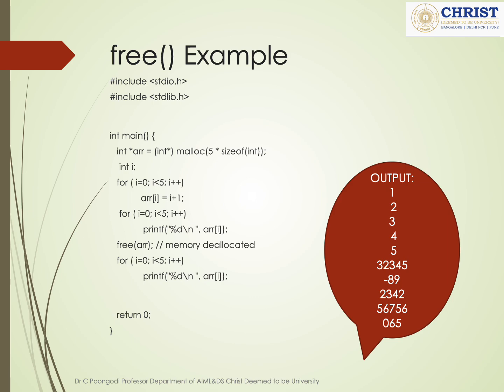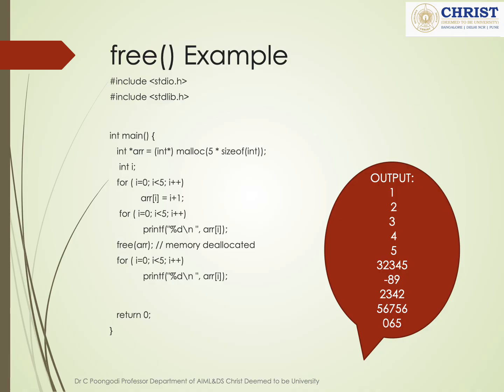The last one is free. As I said, whenever you use any dynamic memory allocation, at last we have to free the memory, otherwise it will become a dangling pointer. That we have to avoid. That is what memory deallocation is, which we can explain here.